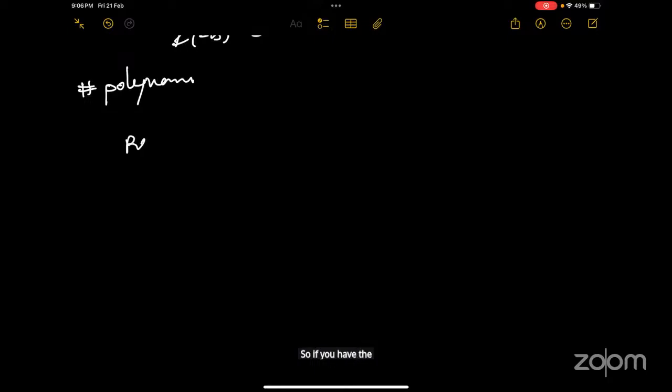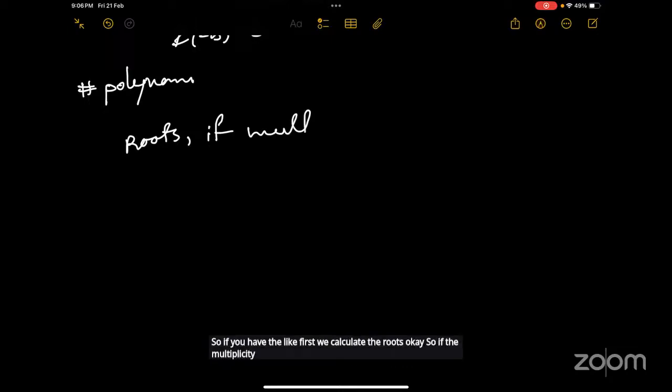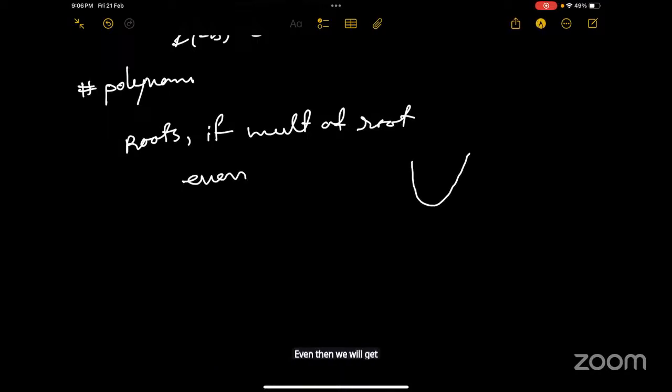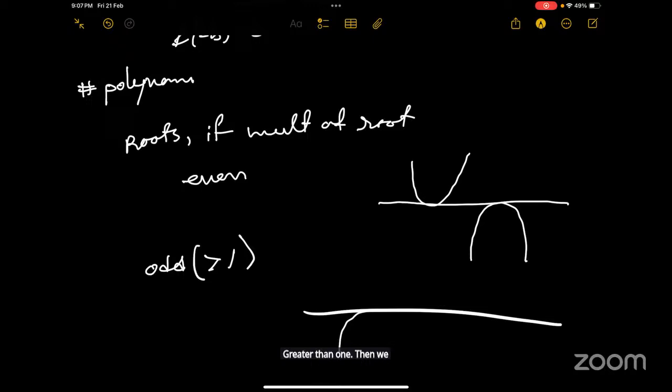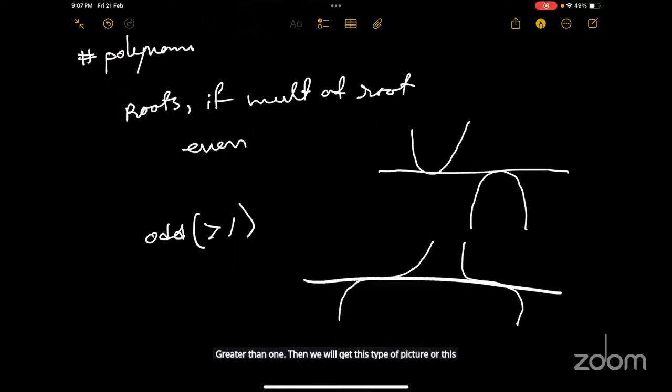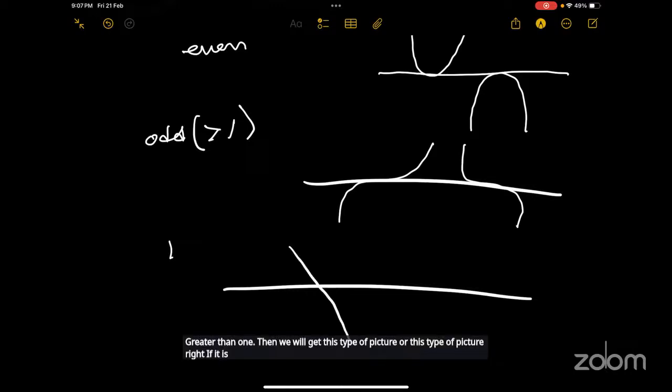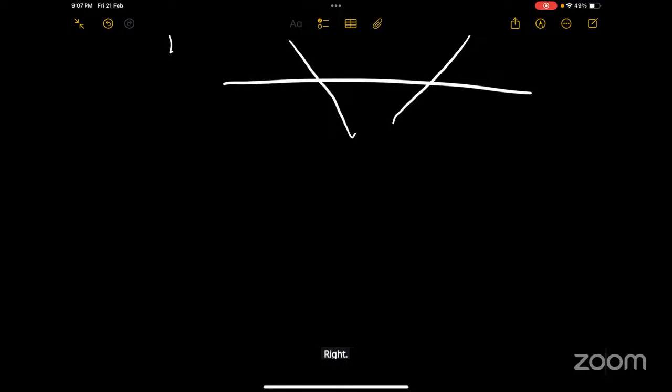So first we calculate the roots. If the multiplicity of a root is even, then we will get this type of picture at the x-axis, or this type of picture. If it is odd, greater than 1, then we will get this type of picture or this type of picture. If it is equal to 1, then it will simply cut the axis like that. So can anyone tell me what was the equation?